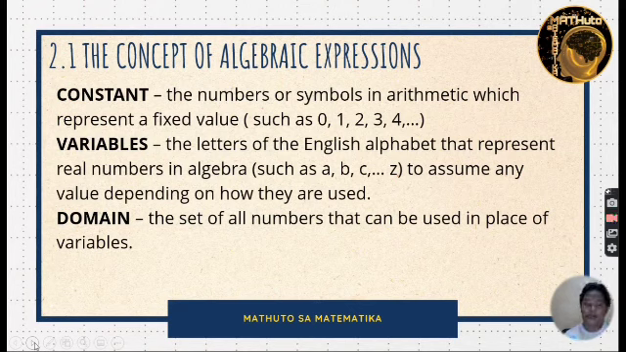Pag sinabi naman nating domain, this is the set of all numbers that can be used in place of variables. Kasi nga po, mostly po ay x po yung ating hinahanap or the set of numbers po. So, pag sinabi natin domain, ito ay set na mga numbers na kapag i-substitute natin ay will make the equation or the expression true.